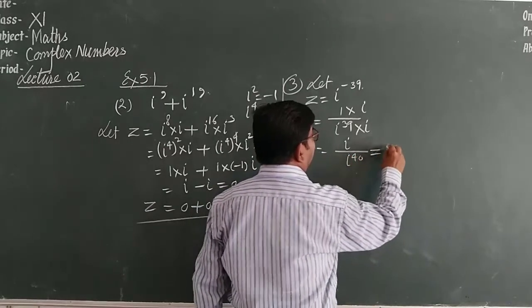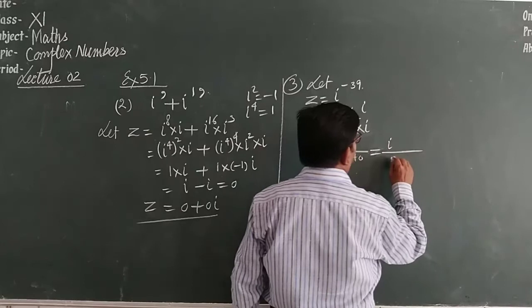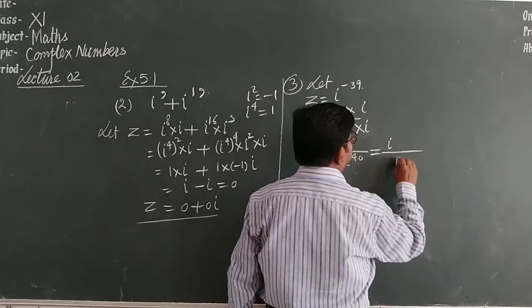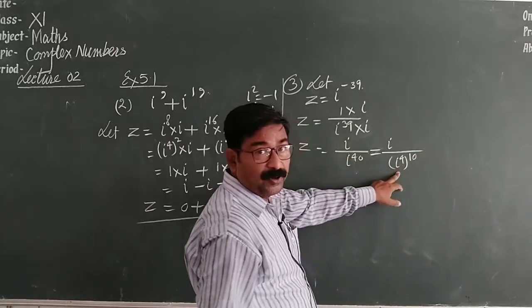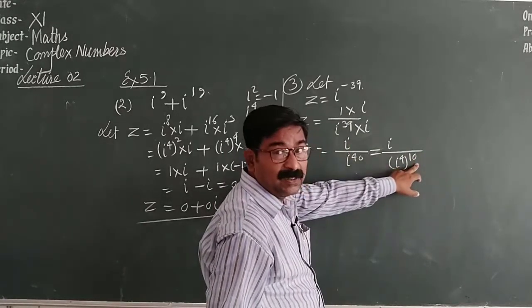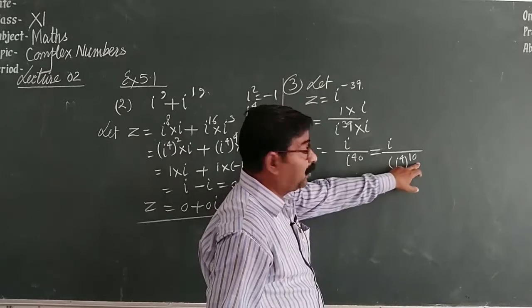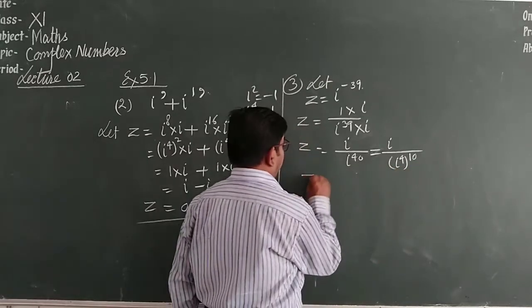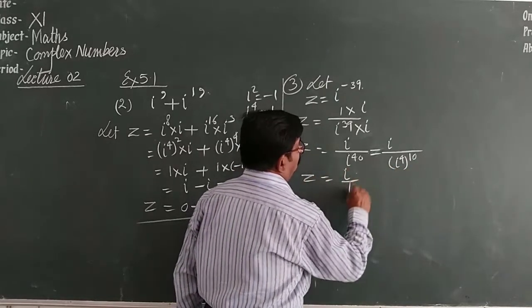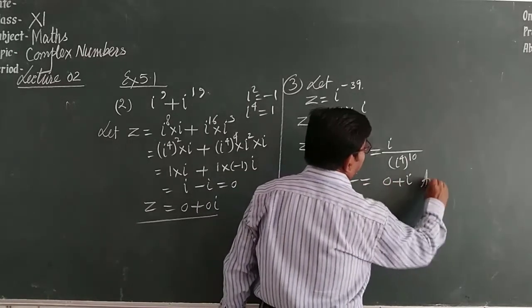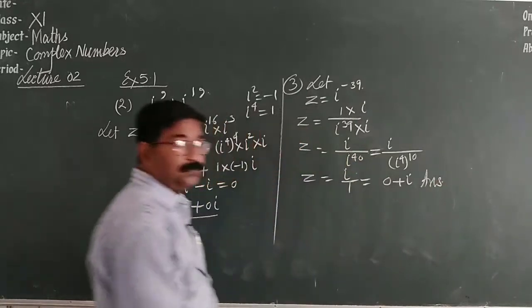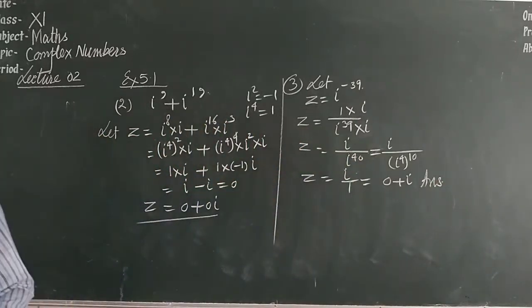This can be written as i upon i to the power 4 whole to the power 10, and i to the power 4 is 1 and power 10 is 10, means 1 to the power 10 is 1. So what do we have, z is equal to i upon 1. This can be written 0 plus i, is the answer. Third question. Fourth question is again a simple question.